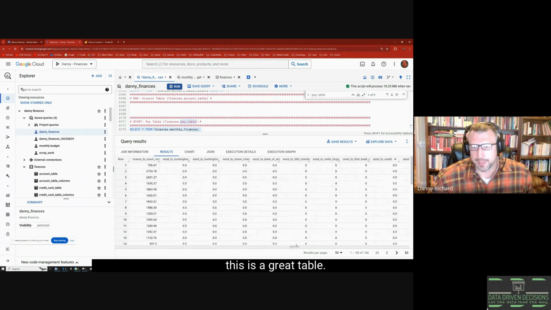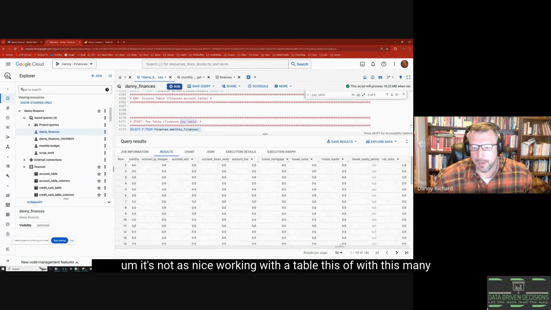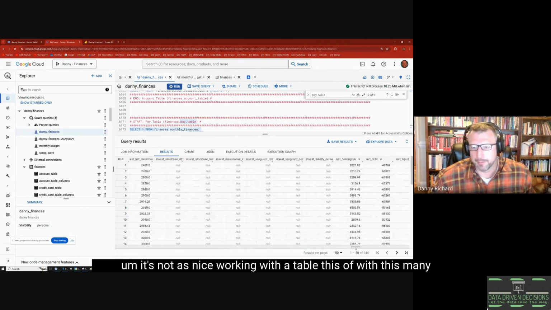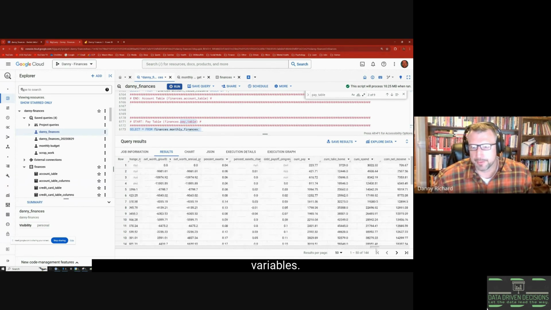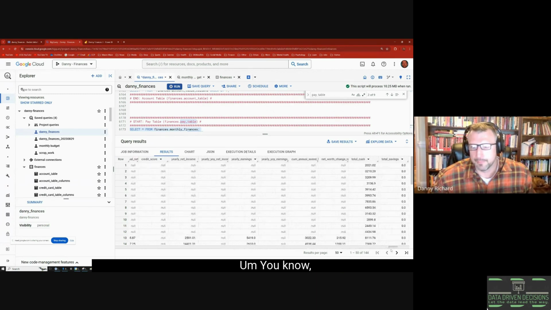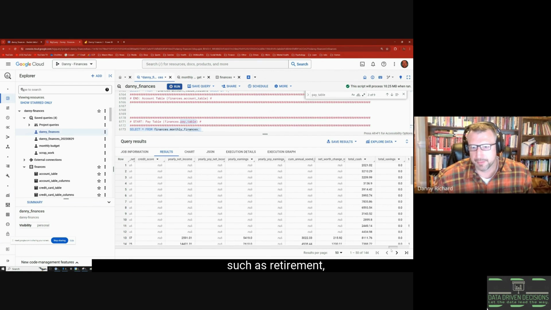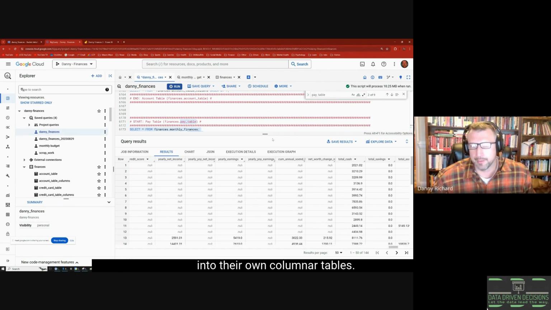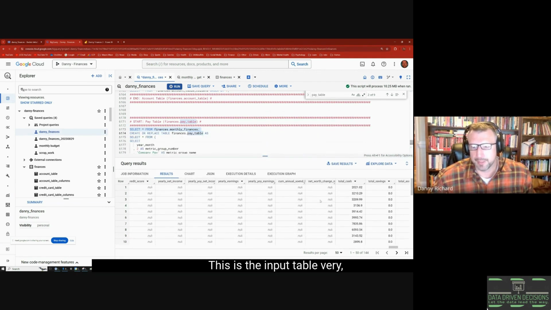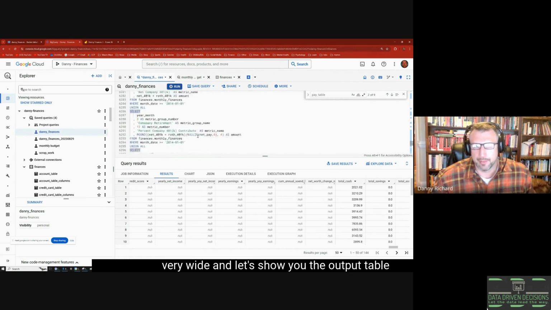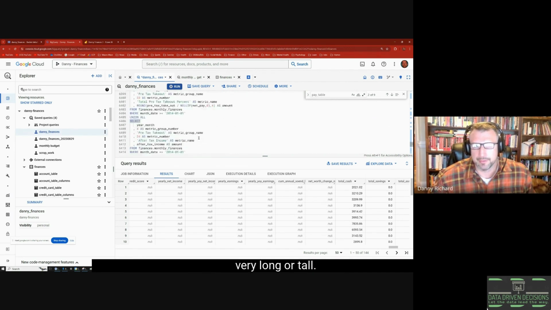And this is a great table. However, it's not as nice working with a table with this many variables. Some of these variables are grouped together, such as pay, such as retirement, such as spend, and I group those categories into their own columnar tables. So this is the input table, very, very wide. And let's show you the output table. It's going to be very, very long or tall.